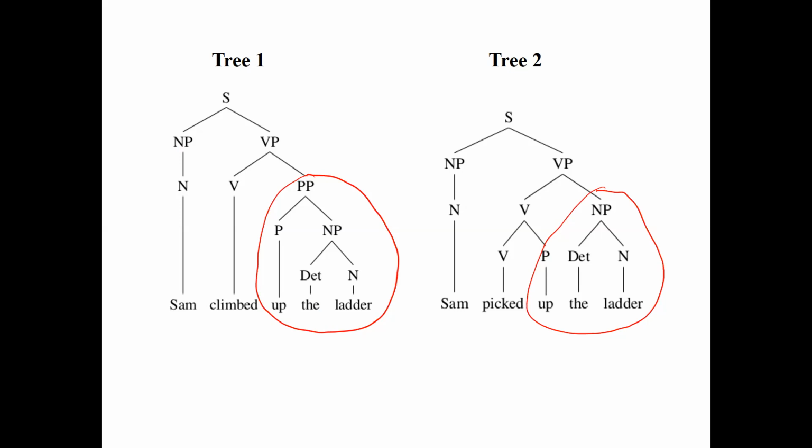And therefore, when we build a tree for Sam climbed up a ladder, we build a tree in which up a ladder is a constituent. But when we build a tree for sentence 2, we build a tree in which up a ladder is not a constituent.